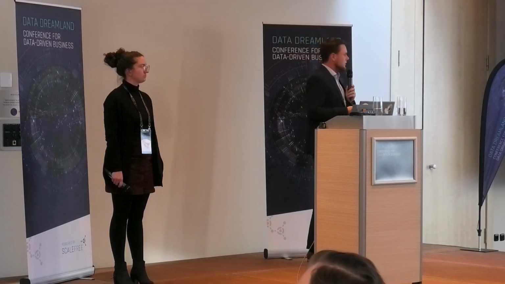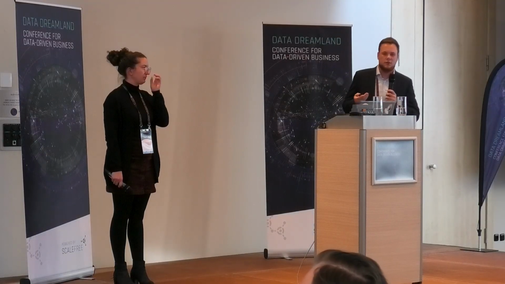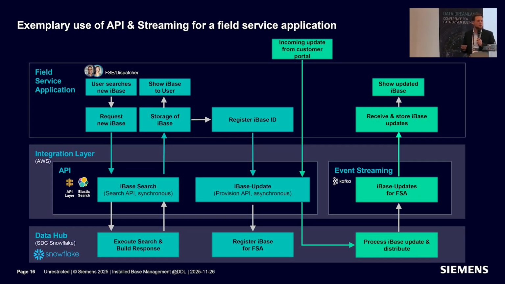Just to give you an example of how that might happen. Up here we have on top a field service application, with field service technicians and a dispatcher, for example, working in it. We have our integration layer and the data hub. Whenever a user searches an iBase, for example, the dispatcher will need to get skills out of it, or the technicians on site searching for it. The search comes through, goes to our API, a synchronous search. We execute the search on the back end and then push the information back out.